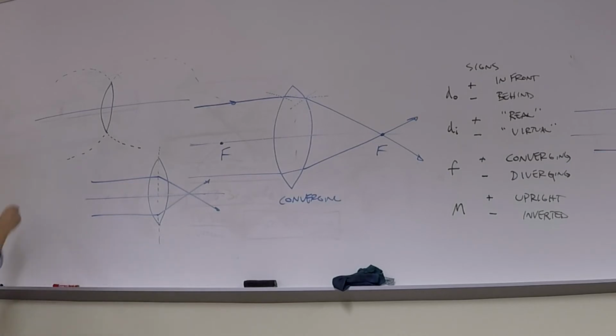If it's a diverging lens, we can do the same kind of thing. Run your ray all the way to the center, and then diverge. That just simplifies our drawing rather than having to worry about two different surfaces.